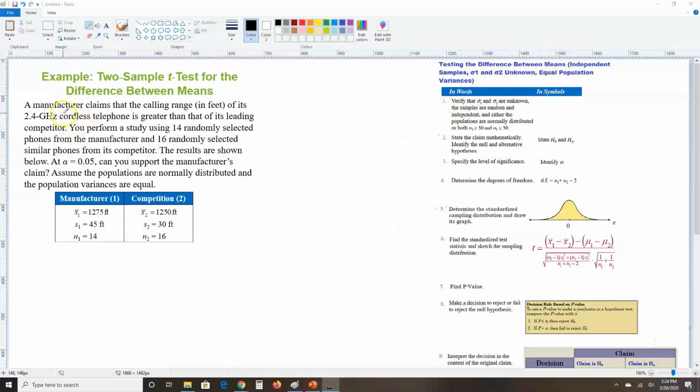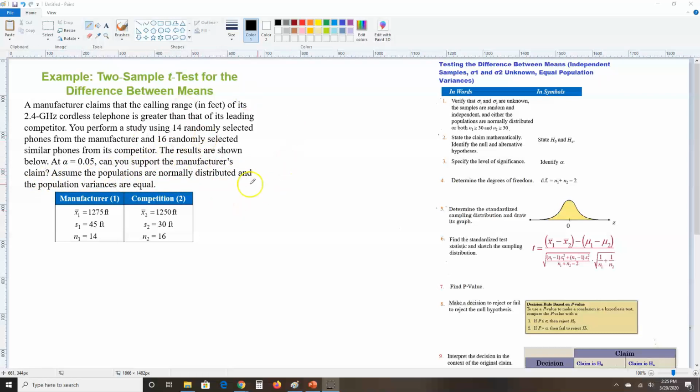Okay, and here's a problem, and I'm going to read it out loud. A manufacturer claims that the calling range in feet of its 2.4 gigahertz cordless telephone is greater than that of its leading competitor. You perform a study using 14 randomly selected phones from the manufacturer and 16 randomly selected similar phones from its competitor. The results are shown below in this table. At alpha equal 0.05, can you support the manufacturer's claim? Assume the populations are normally distributed and the population variances are equal.